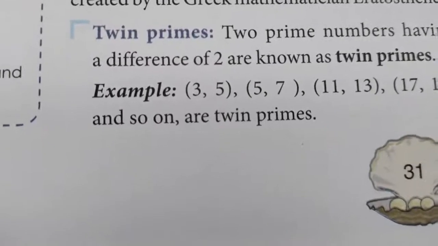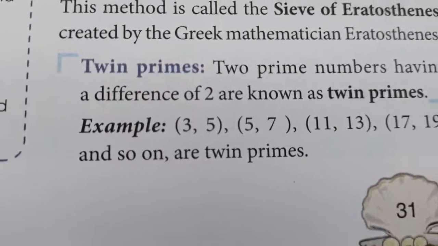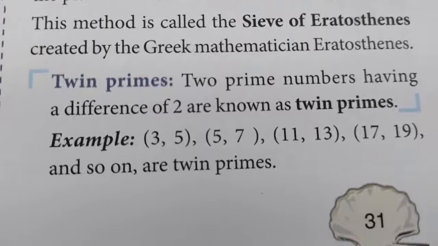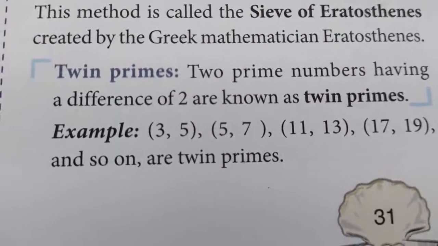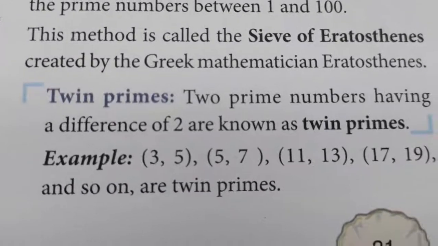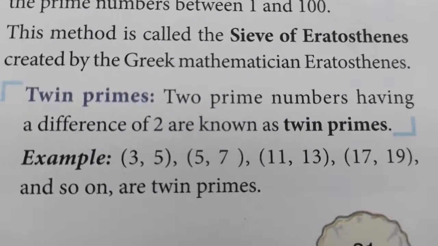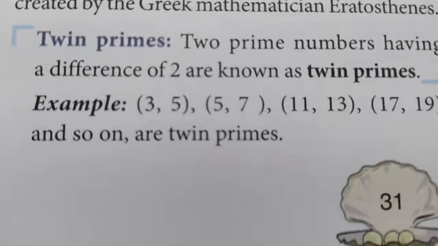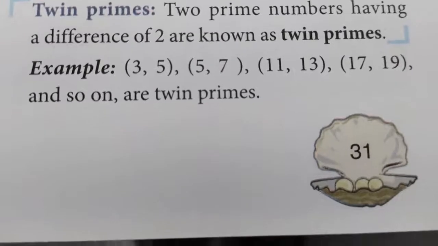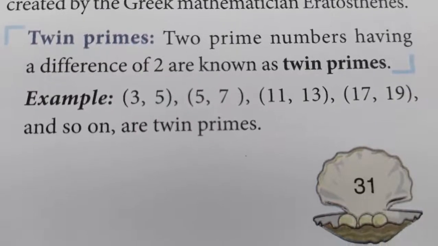Next, twin primes. Two prime numbers having a difference of 2 are known as twin prime numbers. For example, 3, 5, the difference is 2. 5, 7, the difference is 2. 11, 13, the difference is 2. 17, 19, the difference is 2. Like this, such numbers are called twin prime numbers.